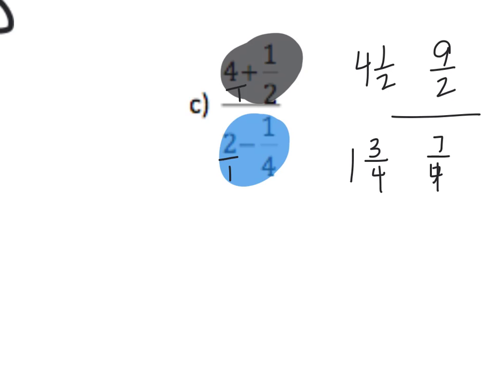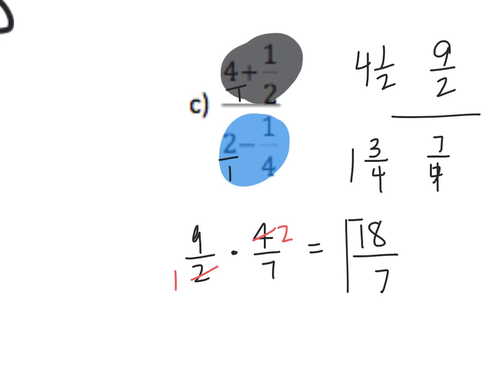Okay, and now that you've got 9 over 2 divided by 7 over 4, I'm going to take the second fraction, flip it upside down, and multiply by the first. Before I do that, I'm going to cross simplify the 2 and the 4, and make it a little bit easier for me to multiply. 9 times 2 is 18, 1 times 7 is 7, and I can't simplify that at all.